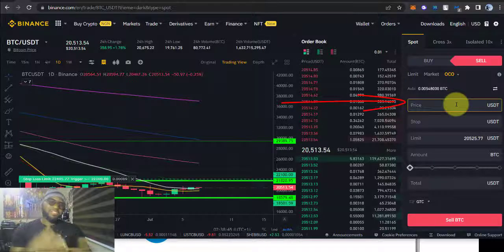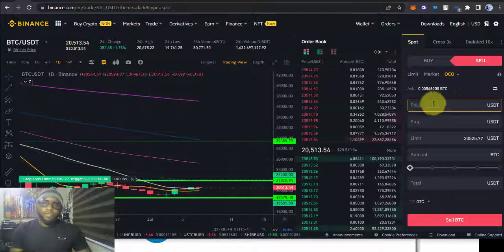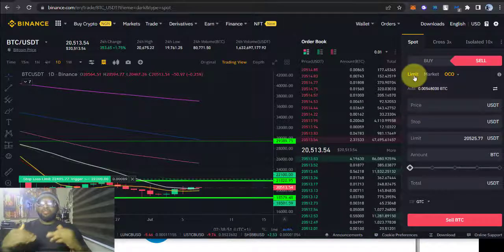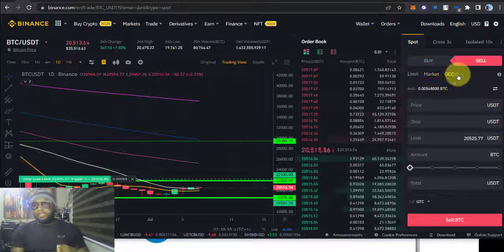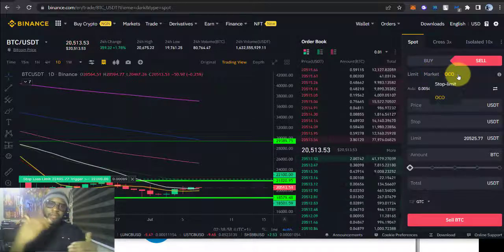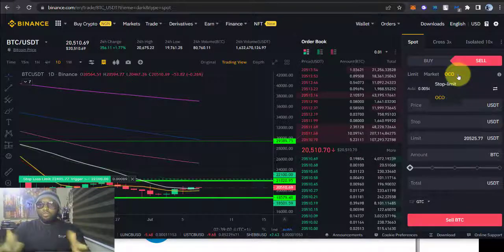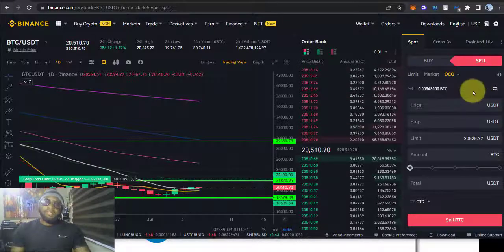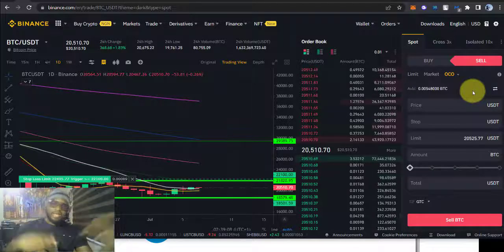OCO allows you to place your target and your stop loss at the same time. Limit orders only allow you to place your target. Market will allow you to sell at the current market price. Stop limit will allow you to sell and place your stop loss. But if you want to place your target and your stop loss at the same time, then you use OCO. OCO means order cancels order. That is, you have two orders, target and stop loss.